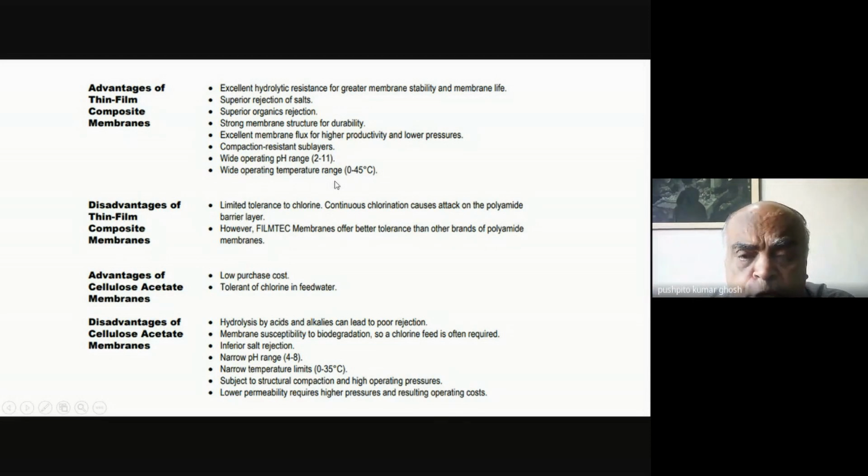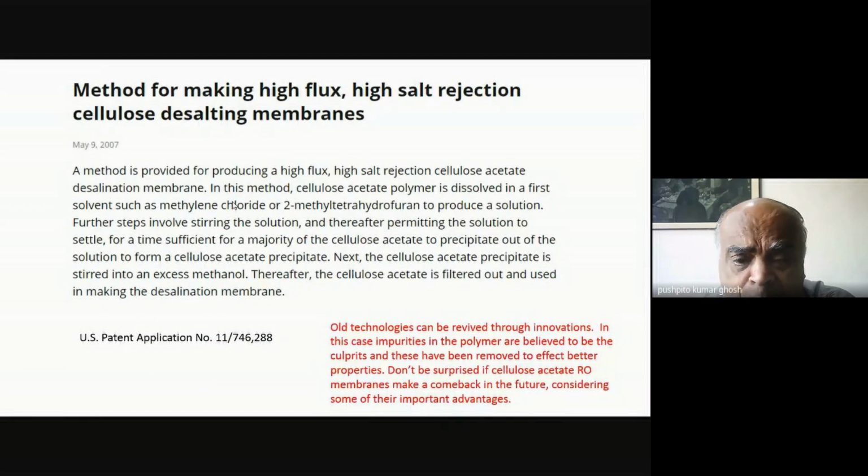And I showed you the dramatic improvement that took place in terms of the energy requirement in reverse osmosis. A lot of the credit for this must go to the changeover from cellulose acetate to polyamide membrane. But let me also tell you, never completely give up something. People get so carried away with polyamide that you forget that there are certain merits of the cellulose acetate membrane.